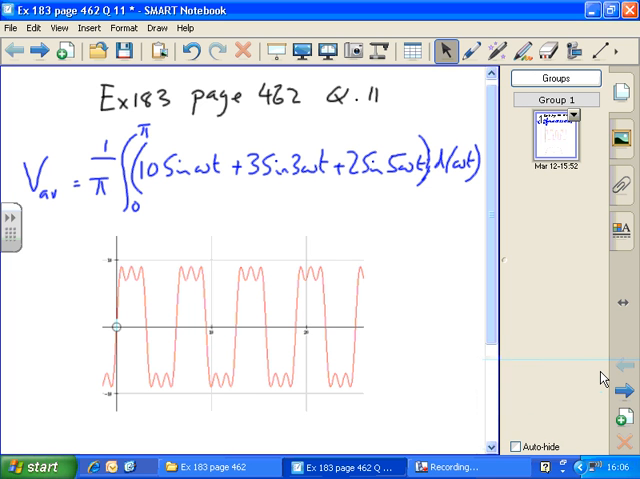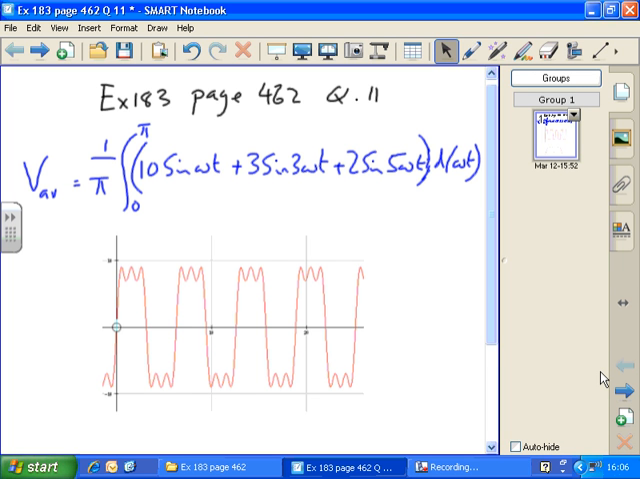Exercise 183, page 462, question number 11. We've got a formula for the average voltage equals 1 over pi, integral between 0 and pi, of this wave function, 10 sine omega t, plus 3 sine 3 omega t, plus 2 sine 5 omega t, with respect to omega t.